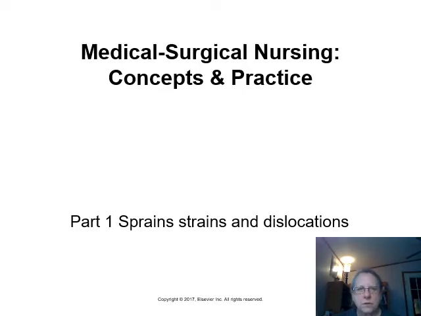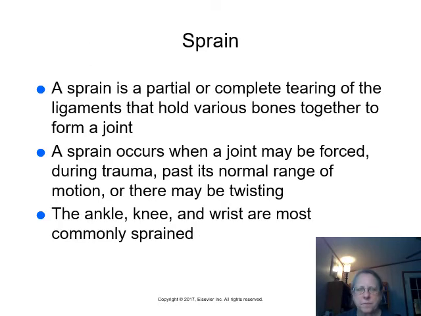Good afternoon. Today we're going to cover part one of our musculoskeletal system, looking at sprains, strains, and dislocations. A sprain is a partial or complete tearing of the ligaments that hold various bones together or form a joint.